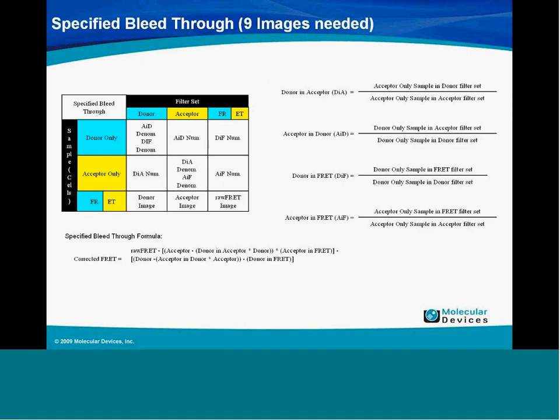The specified bleed-through, this is doing more correction, and you need 9 images, so you need basically every image that's in this grid in order to do this calculation. You have the following calculations for that.